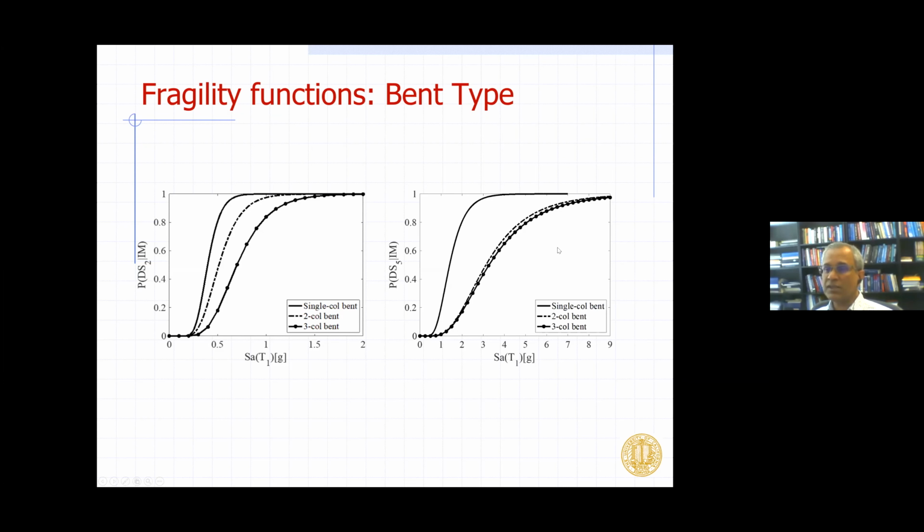However, interestingly, at higher damage states, we find that a 2-column and a 3-column bent will essentially perform very similarly, indicating that redundancy effects essentially end beyond a 2-column bent. We don't seem to gain any additional benefits.